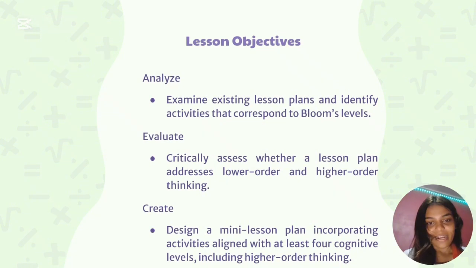Then we have analyze, which is to examine existing lesson plans and identify activities that correspond with Bloom's levels. Evaluate, critically assessing whether a lesson plan addresses low order or high order thinking. Create, design a mini lesson plan incorporating lesson activities aligned with at least four cognitive levels, including higher order thinking.